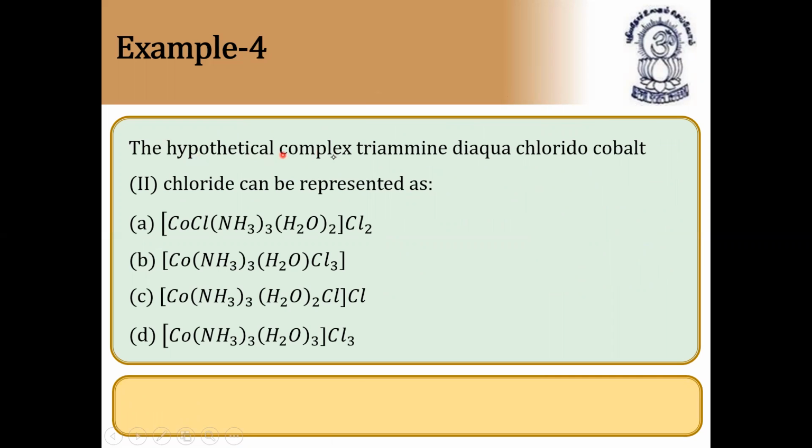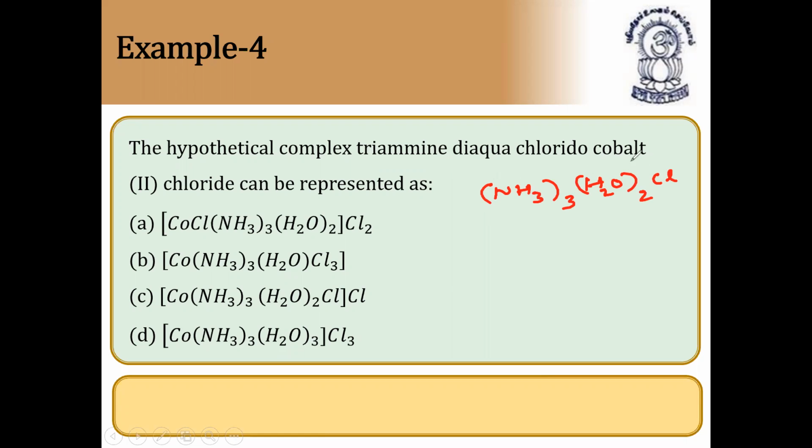The hypothetical complex triamine diaqua chlorido cobalt(II) chloride can be represented as. So this is a nomenclature question. The answer could be the hypothetical complex triamine: amine is NH3 taken thrice, triamine, and diaqua means H2O taken twice.